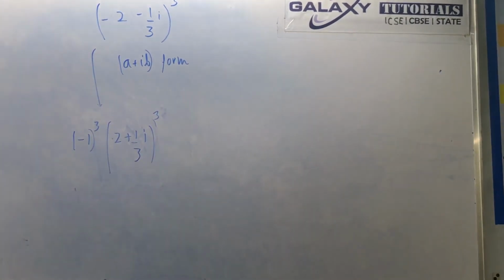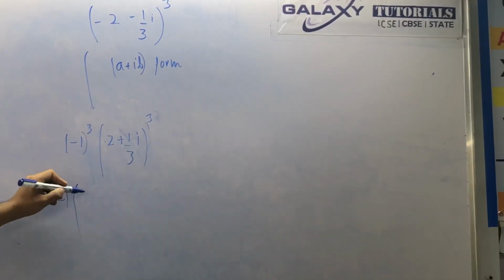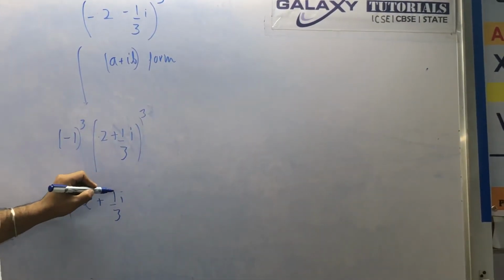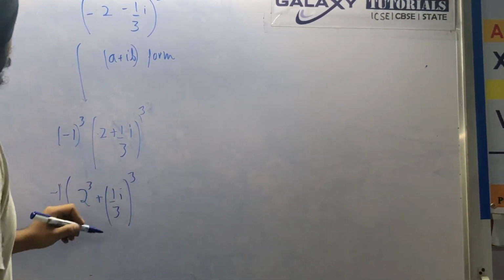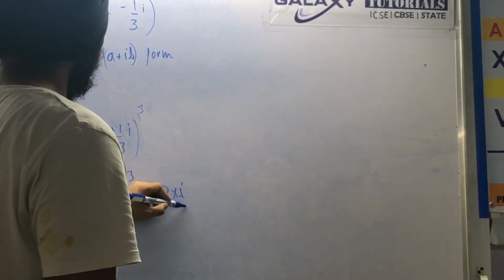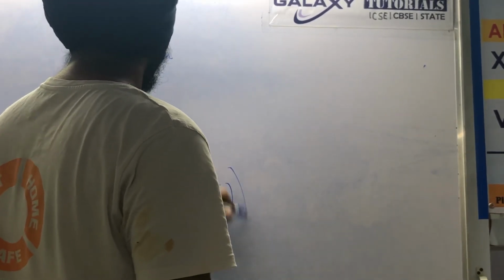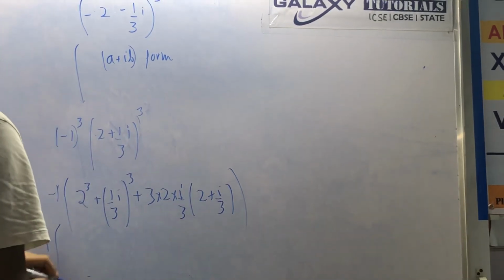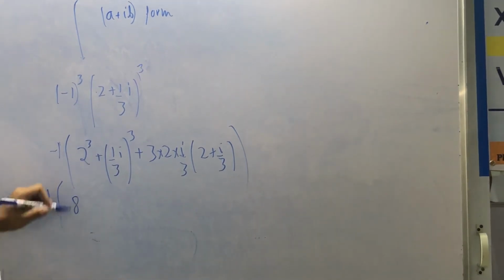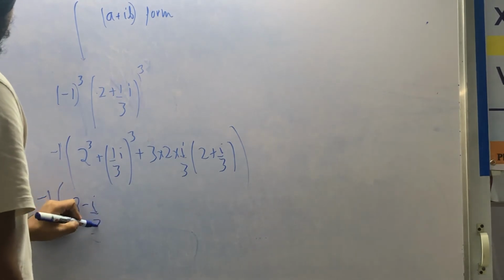No other specific reason for this. Minus 1 cube is minus 1. Okay, forget about this right now. Let's open this one. 2 cube plus 1 by 3 iota whole cube plus 3 into 2 into iota by 3 into 2 plus iota by 3. Okay, minus 1. 2 cube is how much? 8. Iota cube is how much? Minus iota. So minus iota upon 3.